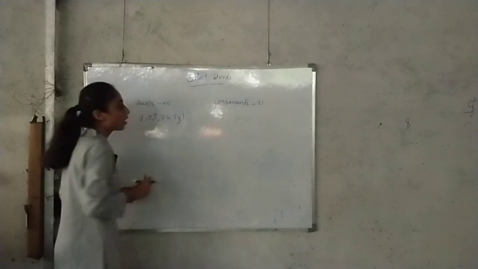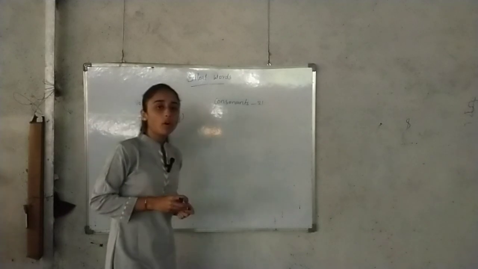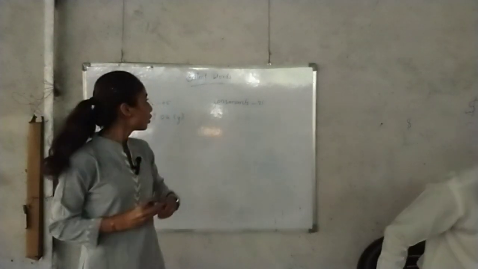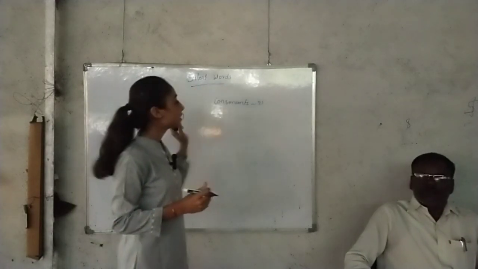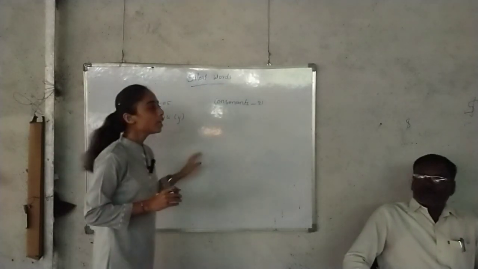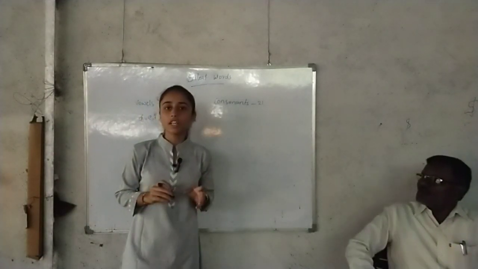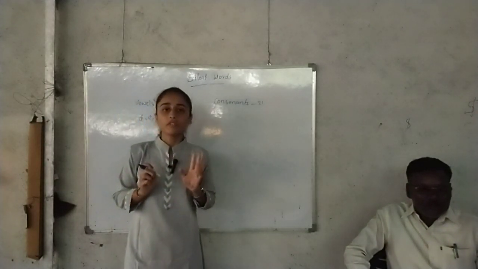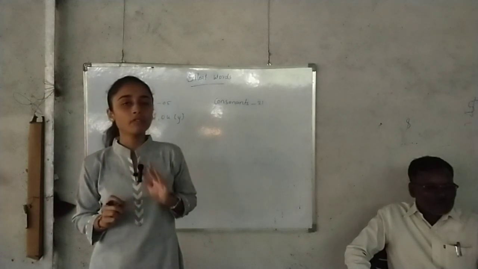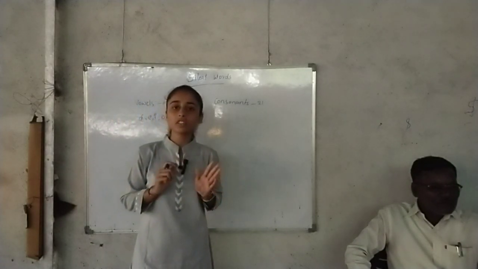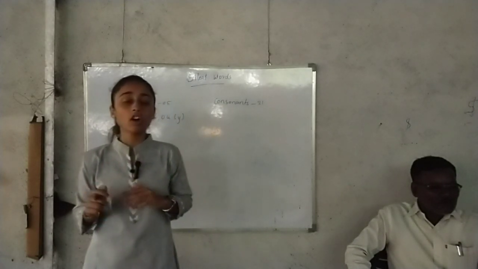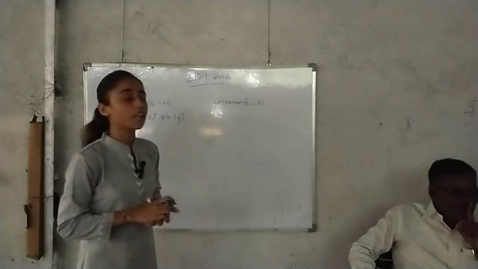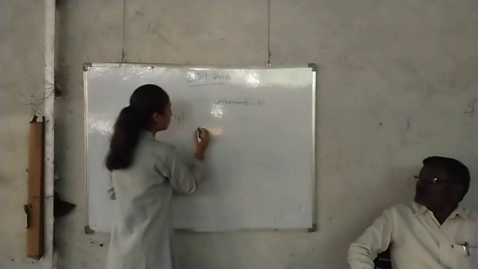Y is a vowel and also a consonant. So my topic is silent words. Let us learn about a silent word. See here, if in a word there are two consonants with one vowel, the consonant sound which is high will remain, and the consonant sound which is low will be silent there. For example, half.